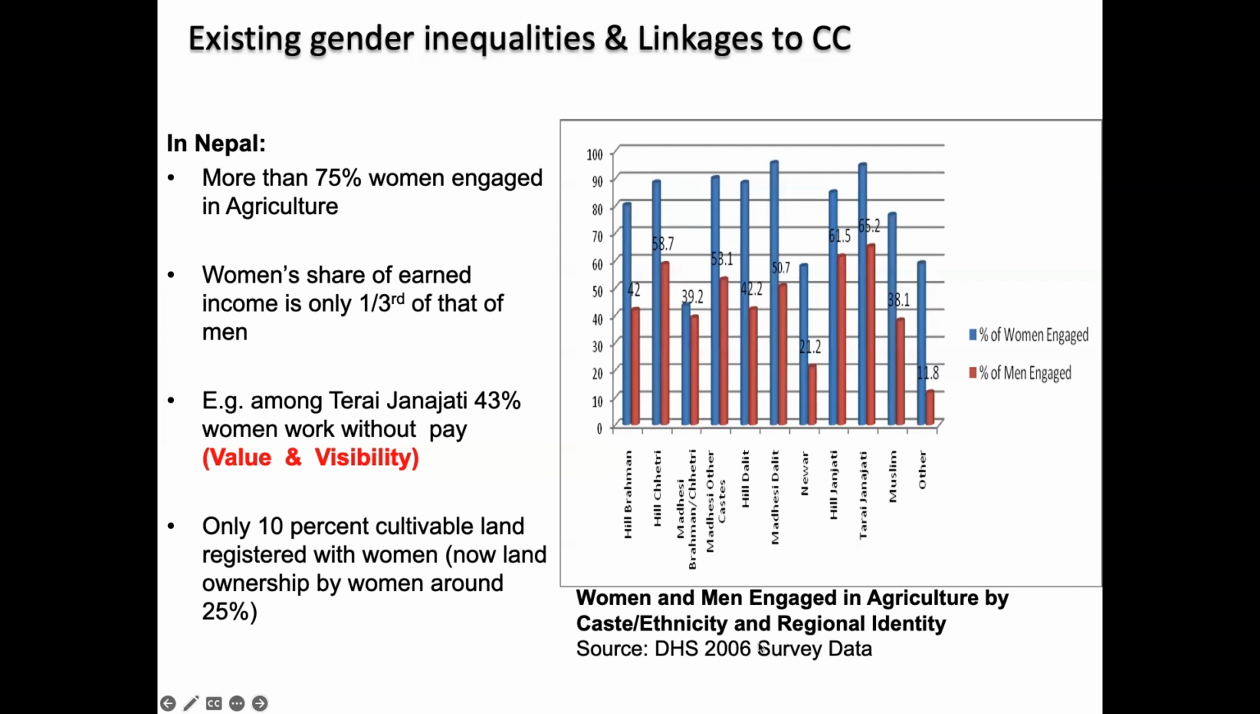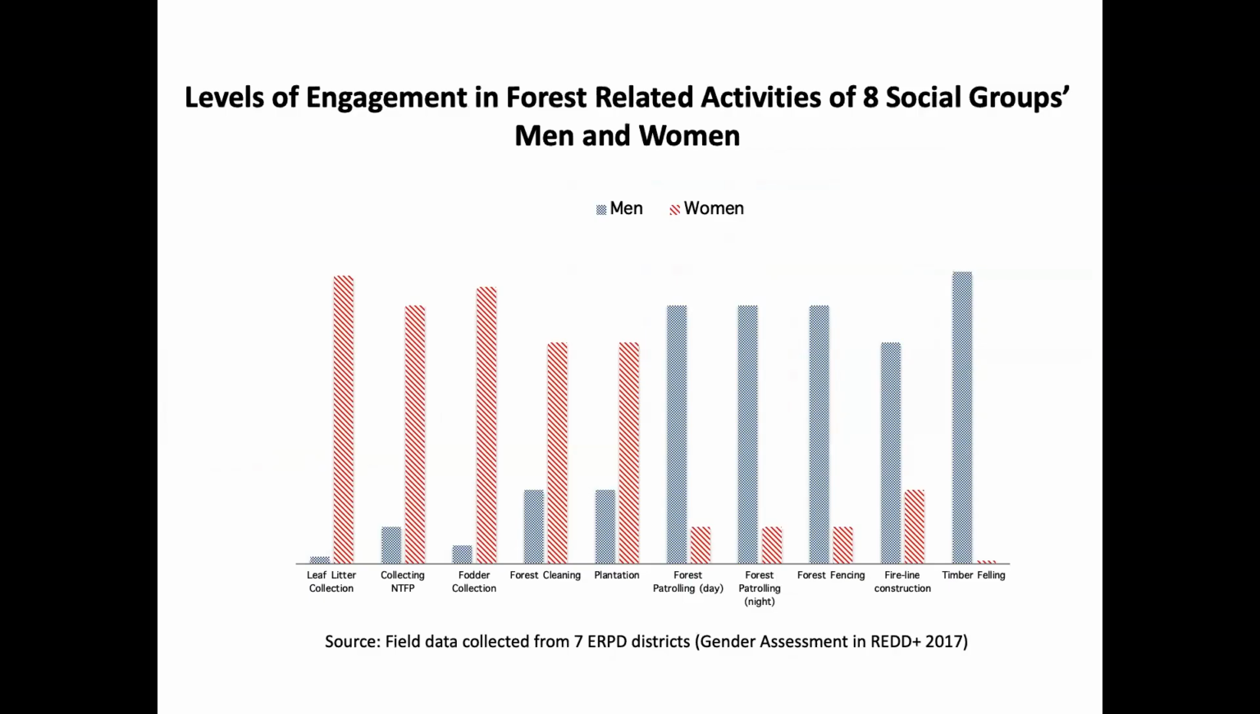This is an old survey data. We haven't had new data, but the sporadic study also shows a similar kind of graph. So you can see how much they are engaged in agriculture, which is also highly affected by climate change. And this is the study we had done in the forestry sector.